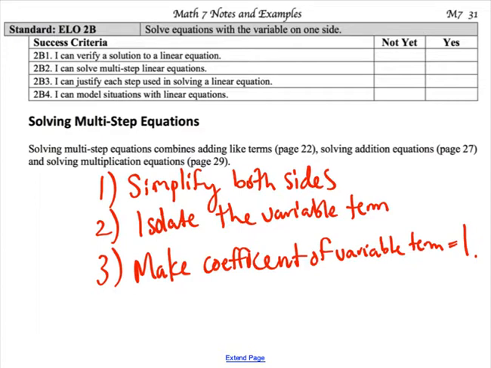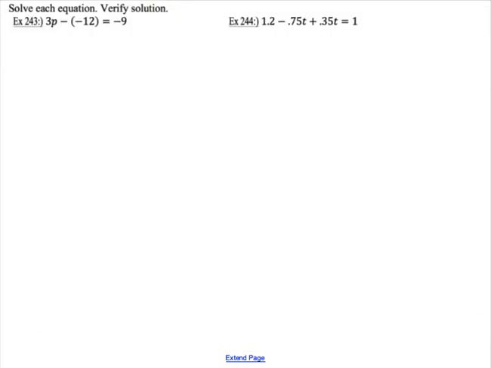Now, simplifying both sides might take multiple steps. Isolating the variable term might be multiple steps. And making the coefficient of the variable equal to 1 usually only takes one step. Okay, example 243. We're going to solve each equation and verify the solution.